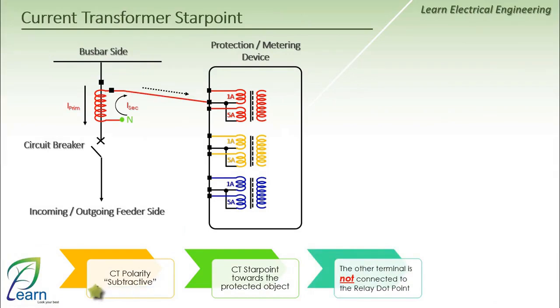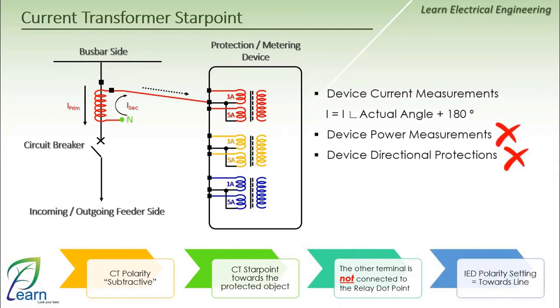Now, if we connect the CT terminal to the relay CT input, but not to the relay dot point, and the CT polarity setting remains the same, the relay will see the current with its angle added to 180 degrees because it will see the current coming out from the relay's dot point, not entering it as in the previous case. Consequently, the power reading will be incorrect, meaning it will be reversed, the exported will become imported, and the imported will become exported. Also, if I have any protection that relies on directionality, the forward will become reverse, and the reverse will become forward.